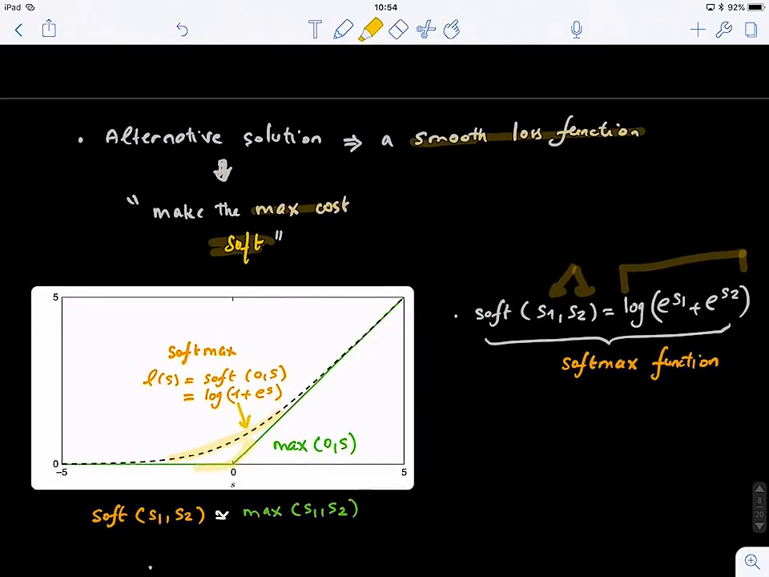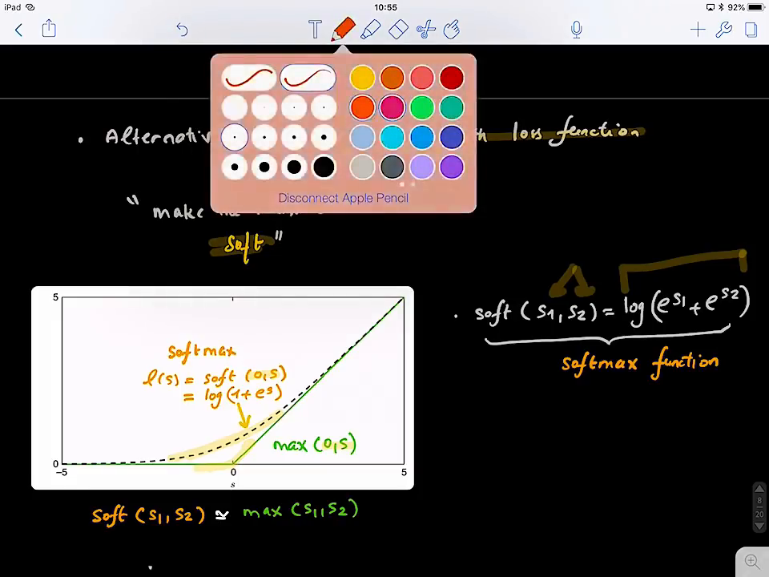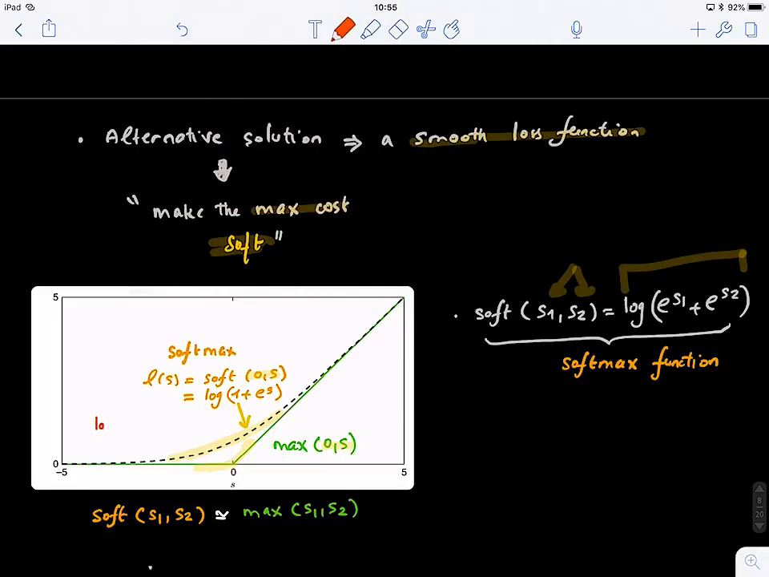So when we have the softmax of 0 and s, so we have max of 0 and s, we have log of, if we write it down, so what do we have? We have log of exponential 0 plus exponential s, and exponential 0 is 1. So 1 plus exponential s. So this is our function. This is our new function.